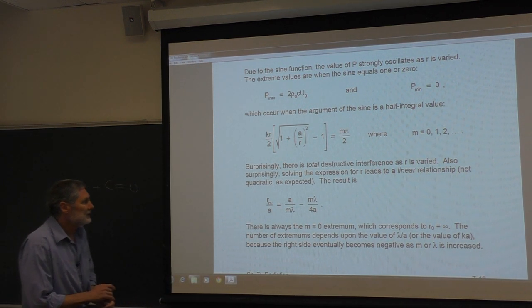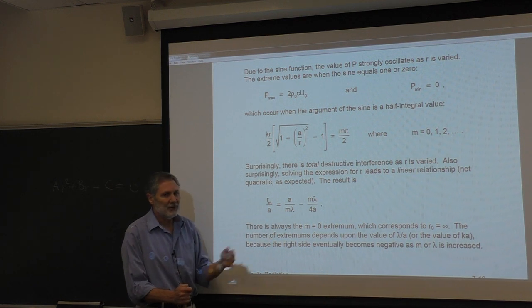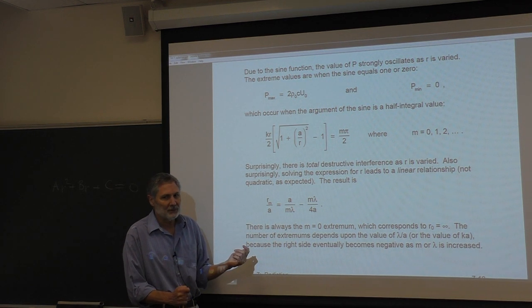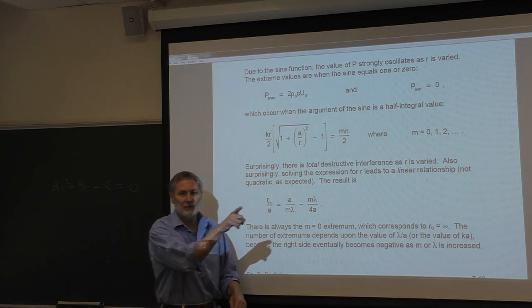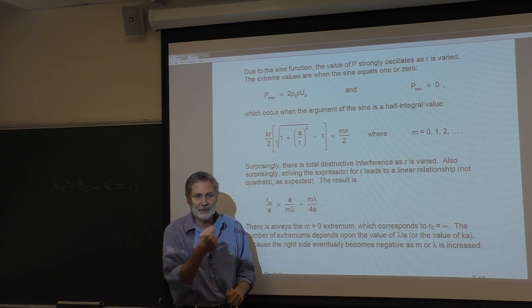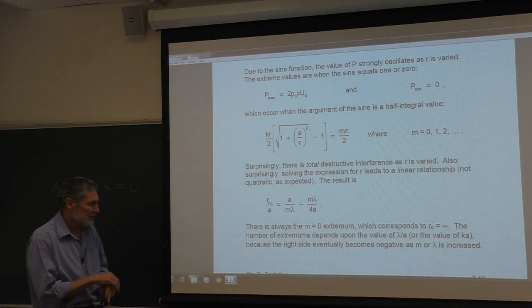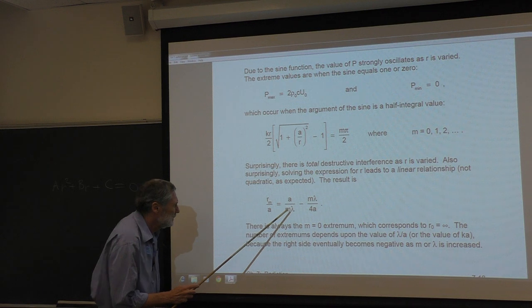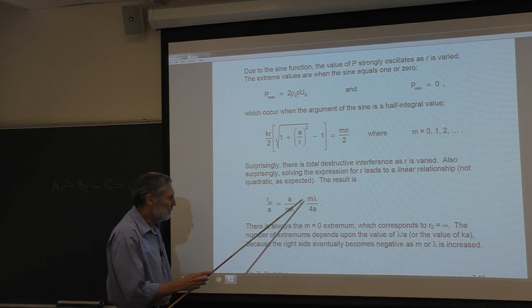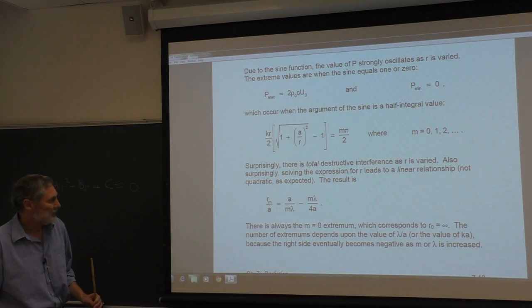The next thing is, how many extremums do you have? Well, that depends upon the wavelength, and you know this is coming. You know that the smaller the wavelength, the more extremums you're going to have. It's easier to have that destructive and constructive interference. So what happens here is that you always have the m equal to 0 solution. That's at infinity.